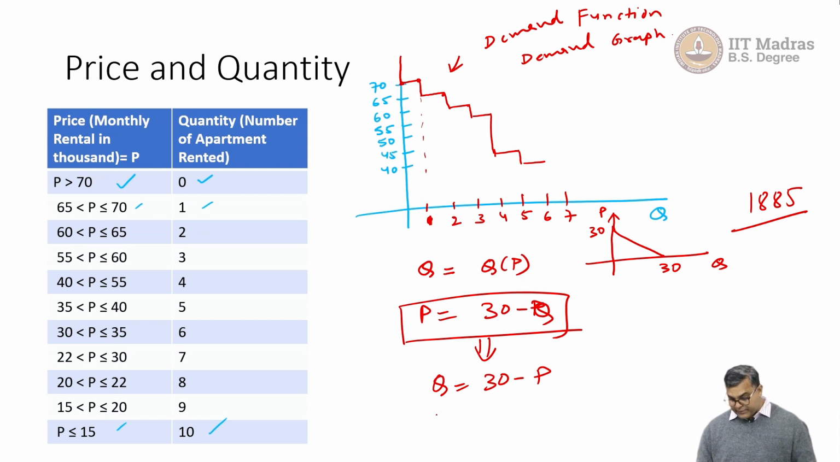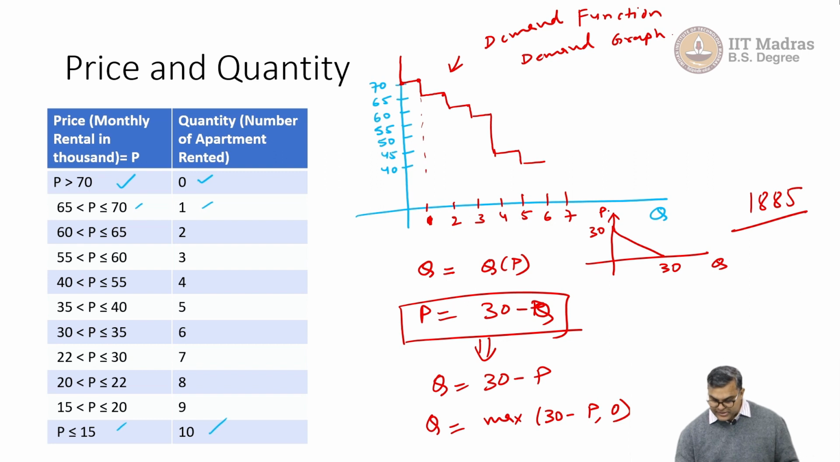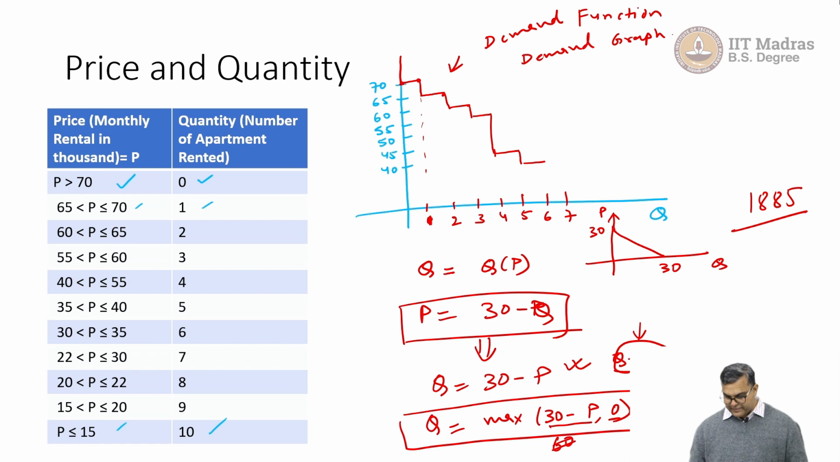If we want to be certain, we should say Q is equal to the maximum of 30 minus P comma 0. Why? Because for each P we have to give the Q. If P is, let us say, 60 and we write it like this, we will get Q equal to minus 30, which is wrong. Q can never be less than 0, and that is why we write it like this. Whenever we encounter negative Q, it should be replaced by 0. So this is our demand function. Again, we will revisit these things in much more detail.